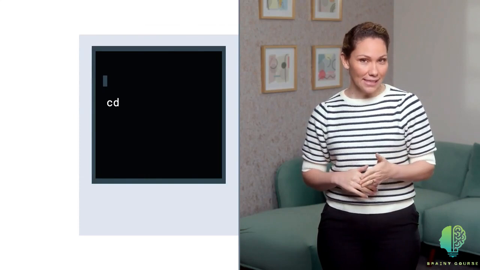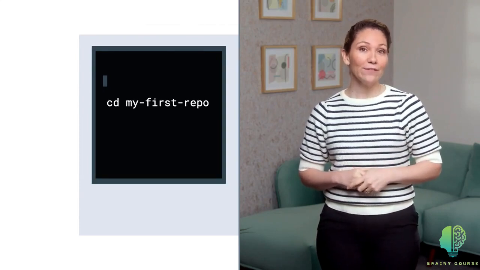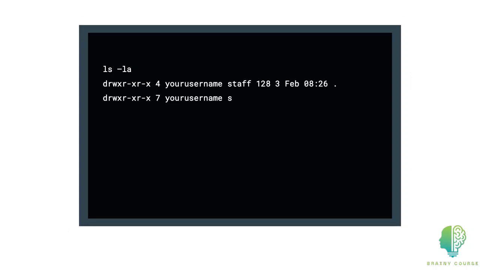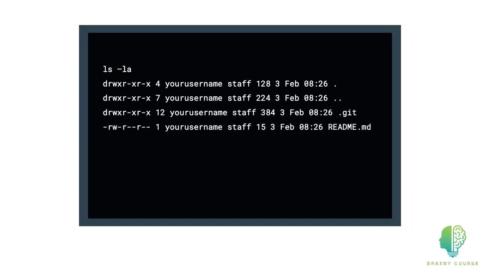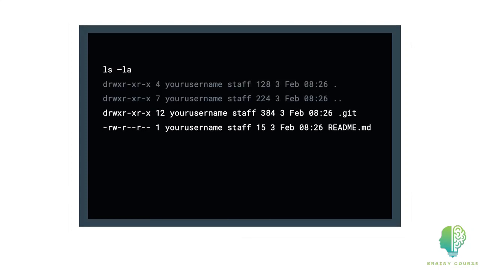Let's move to the directory I want by typing cd and the name of the directory, My First Repo. Once inside the directory, run the list all command by typing ls -la. -la is short for list all. There are 4 items in this directory. I will focus on 2 of them, the .git item and the readme.md item.